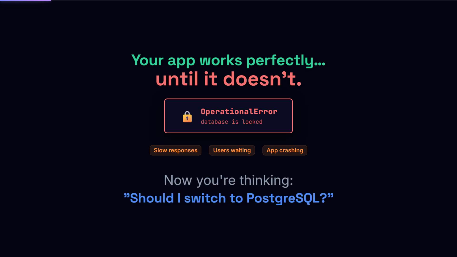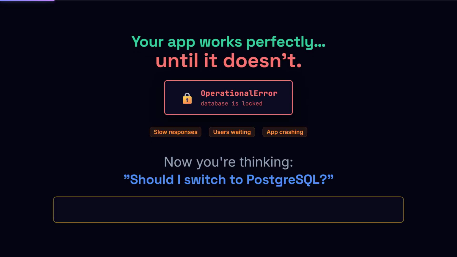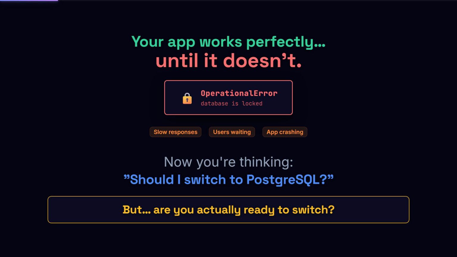Now you're thinking, should I switch to PostgreSQL? But here's the real question. Are you actually ready to switch? Or just reacting to problems?